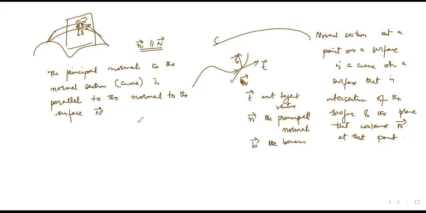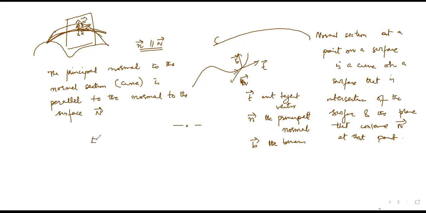Depending upon how you parameterize T for the normal section, it could be either in the same direction or in the opposite direction. Now we want to find the curvature of this curve. This is a curve on a surface which lies in the plane that contains the surface normal. So we want to evaluate its curvature in terms of the first and second order fundamental magnitudes.